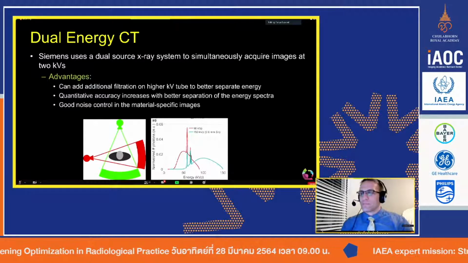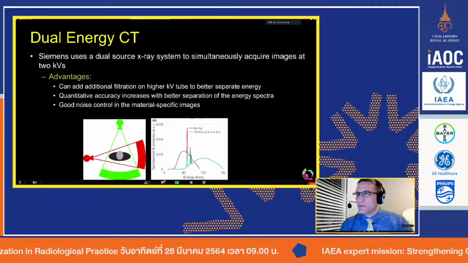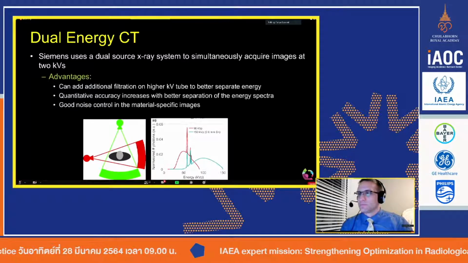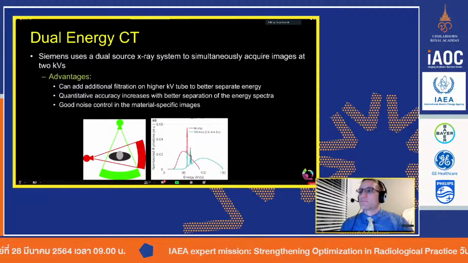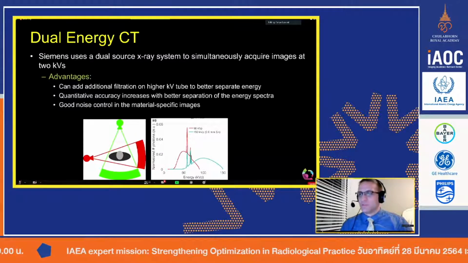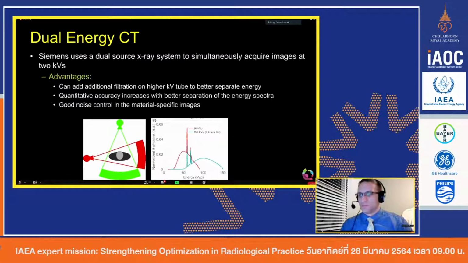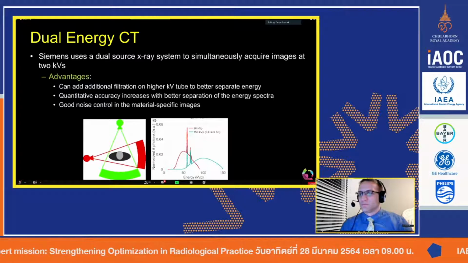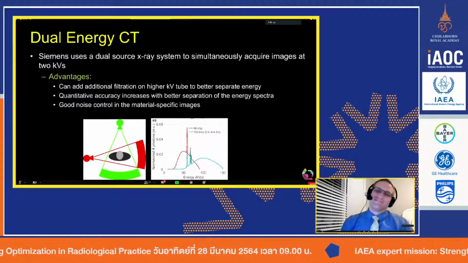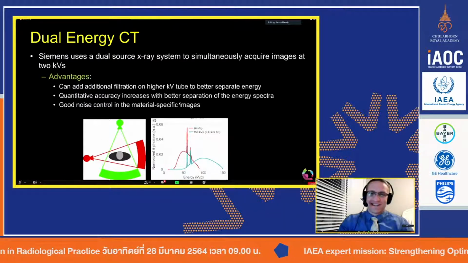So the last question, I think this is very interesting. The question is, in dual tube dual energy CT, only a part of the images has dual energy information due to the small field of view of one of the two tubes. Do we need to pay more attention when positioning the patients than with a single energy CT? Yes, the answer is yes.